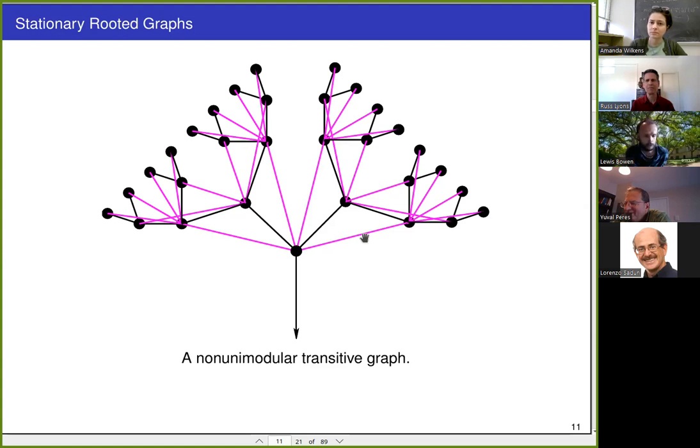A quick way of saying it is that the automorphism group of this graph is some locally compact group, but it's non-unimodular. Correct. That's equivalent for a fixed graph.